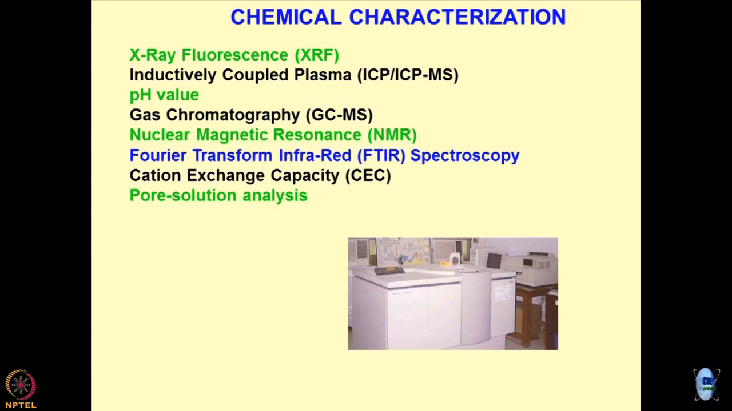So, there are two versions of this testing. One is only ICP, where you just do qualitative analysis, to see what heavy metals are present. There is something known as MS, mass spectroscopy. Mass spectroscopy also tells you the quantity, so it is quantitative analysis.